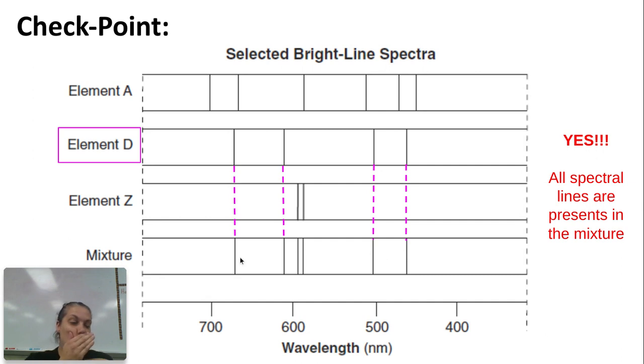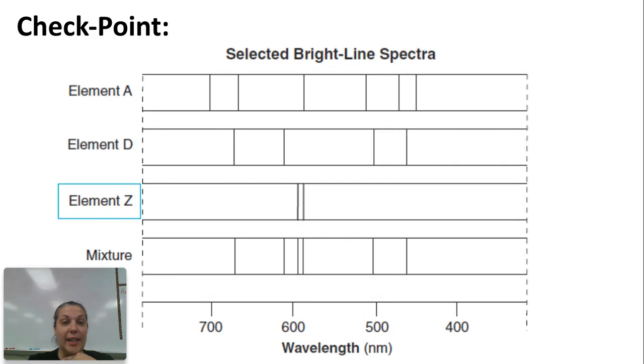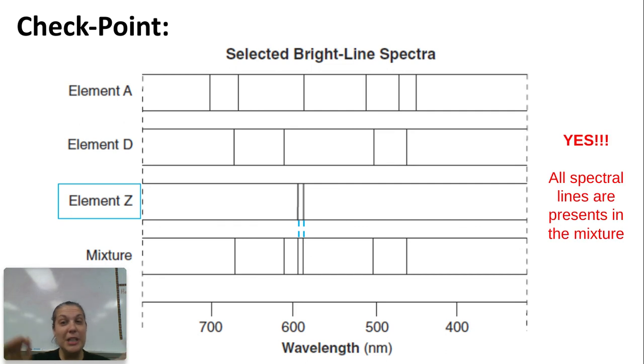But wait, Mrs. Fox, there's extra lines in the mixture. What about that? That's okay. You can have extra lines in the mixture. You can't have extra lines in the element. Let's look at element Z. All right. Get your ruler if you have to. The first line matches up. The second line matches up. Yes, it's part of the mixture because all the lines are present in the mixture.